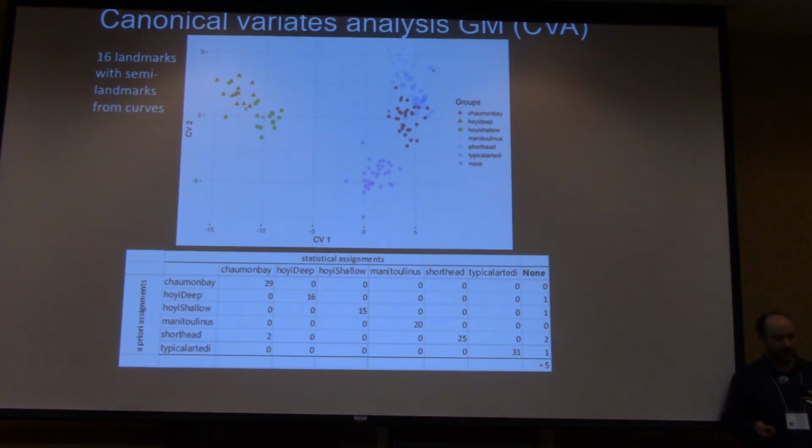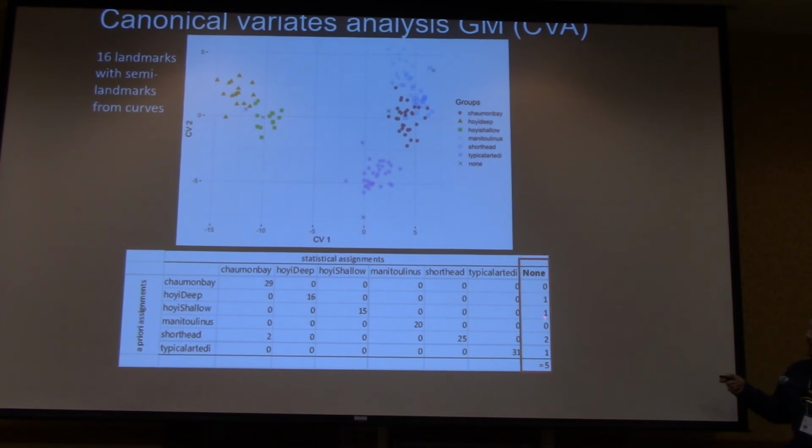And again, another table. I know it's not very pleasing to look at tables, but I'll just highlight. The way you read this is that the first row here would be the a priori assignments, and then what you're expecting is if they fall out perfectly into your groups again, there should be, for example, for Chameau Bay, you should see 29 here, and then all the zeros going across, right?